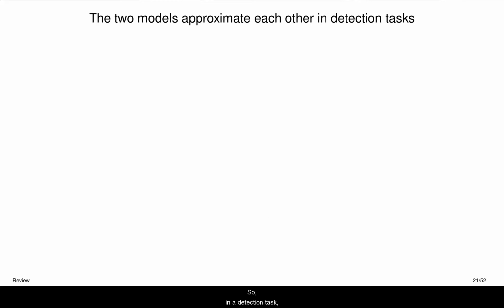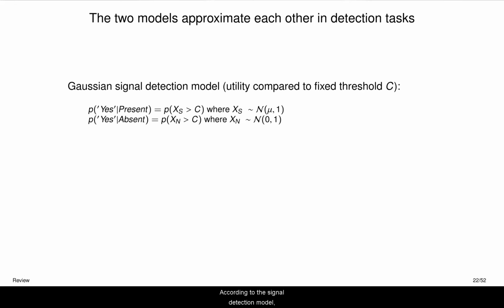So in a detection task, where people have to report on the presence or absence of a target stimulus, or to recognize a target stimulus, the Gaussian signal detection model and the Luce model are close approximations of one another. According to the signal detection model, in a detection task, people simply compare the value of utilities, which have some probability distribution, against a fixed threshold. So for instance, people correctly respond that a target is present when it is present if the utility drawn from the signal distribution exceeds a criterion C. Again, here we assume that utilities have a normal distribution.